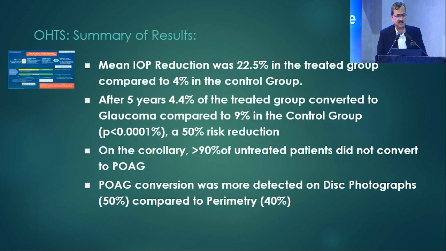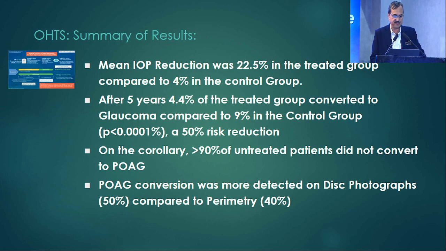They aimed for a 20% lowering, and the maintained value was up to 24 millimeters of mercury. The results of this study: the mean IOP reduction was 22.5% in the treated group compared to just 4% in the control group. After 5 years, 4.4% of the treated group converted to glaucoma compared to 9% in the control group. This gave a eureka feeling that there is a 50% risk reduction. But what we need to understand is that, on the corollary, over 90% of the untreated patients did not convert to glaucoma. That means if you observe 100 patients under control, only 9 of them progressed, whereas whether it is required to treat the remaining 91% is for us to decide.